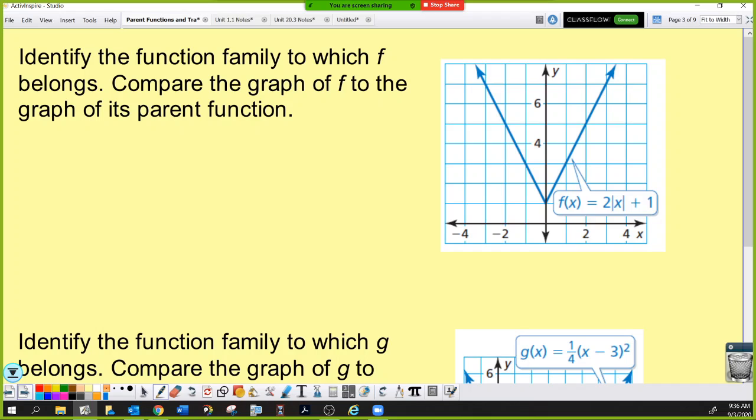It says identify the function family to which f belongs. F is its name. This is f of x. So Carlos, you think you know what kind of function this is? It's okay to use notes. Yeah, it's absolute value. Yep, it's a V shape. No, you're working too hard. Absolute value. And the way that I always remember which one is absolute value is value starts with a V and the graph is shaped like a V.